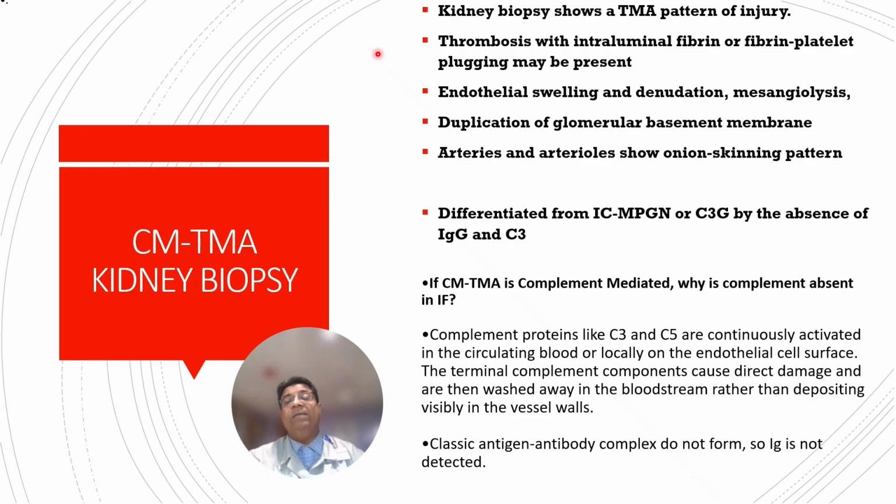You are going to see thrombosis with intraluminal fibrin or fibrin platelet plugging, endothelial swelling and denudation, mesangiolysis. Of course, duplication of the glomerular basement membranes, which is the double contouring or tram tracking, and arteries and arterioles show onion skinning pattern.